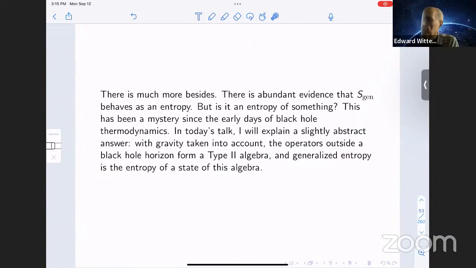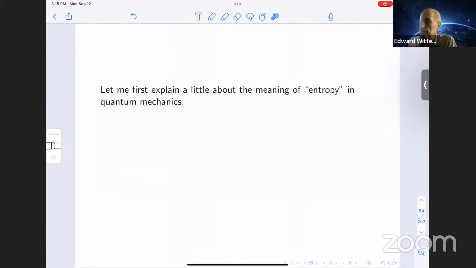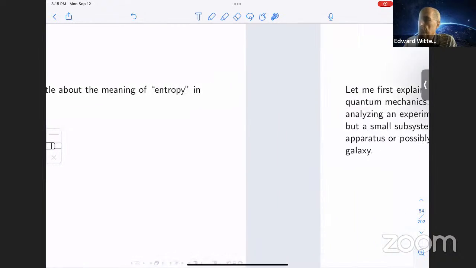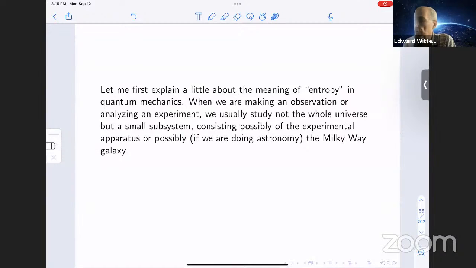And in today's talk, I'm going to explain a slightly abstract and only partial answer. I'll explain that with gravity taken into account, the operators outside a black hole horizon form a type 2 algebra, and generalized entropy is the entropy of a state of this algebra. But first, I'm going to explain a little about the meaning of entropy in quantum mechanics. And then we'll go back to our problem involving gravity and black holes.